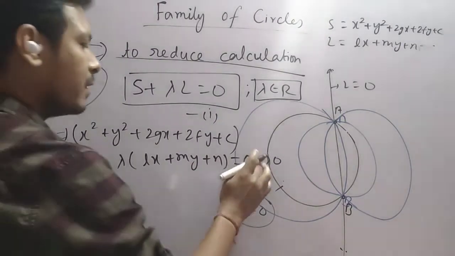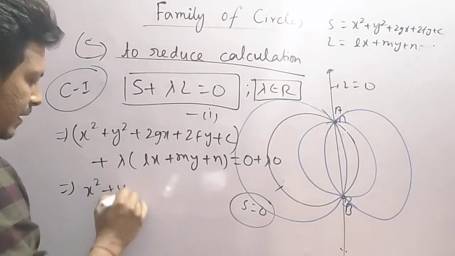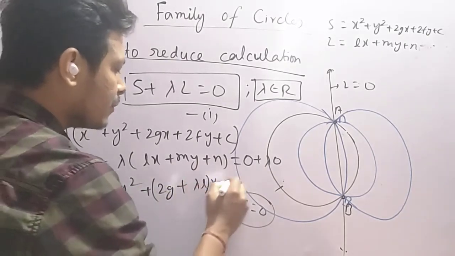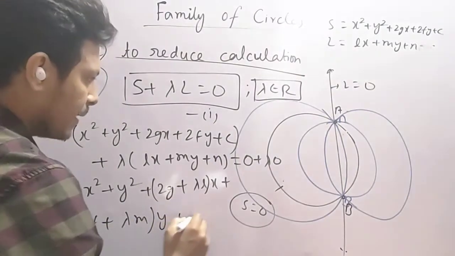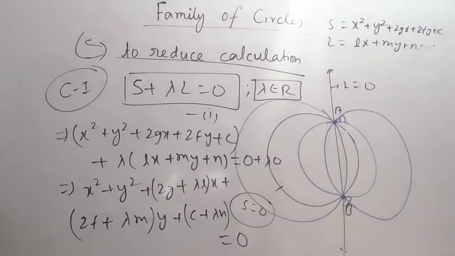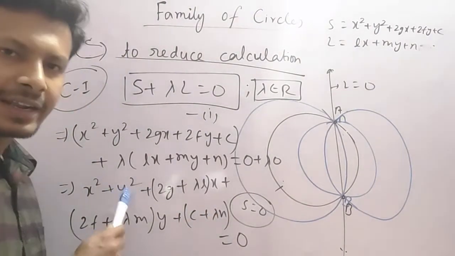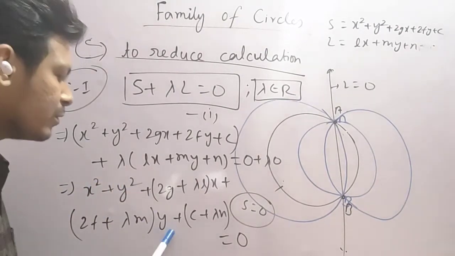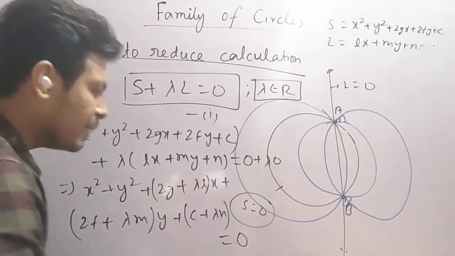Here you can see that when we club it, it will be x square plus y square plus 2g plus lambda l into x plus 2f plus lambda m into y plus c plus lambda n equals 0. Now this equation is a second degree equation in x and y, having coefficients of x square and y square equal, and there is no term containing xy. So this equation represents the equation of a circle.